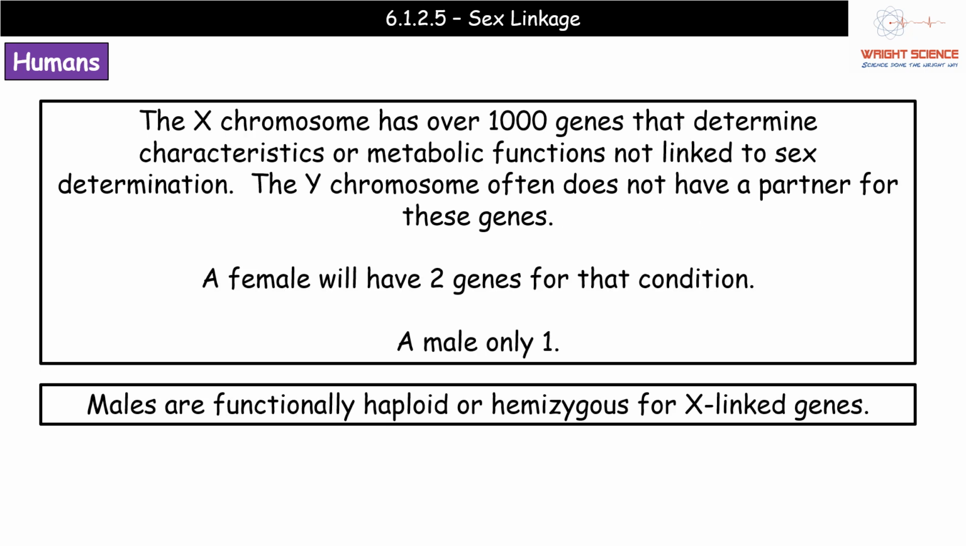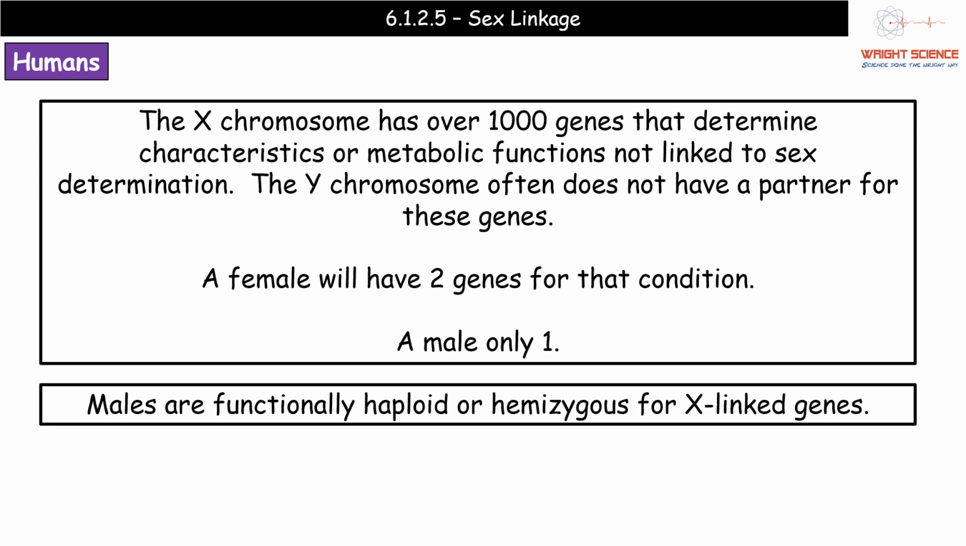Now, if we think about the X chromosome, then it's actually got over 1,000 genes that determine characteristics or metabolic functions not linked to sex determination. Now, what we find is, because the Y chromosome basically is a bit shorter than the X, then it frequently doesn't have a partner for those genes on the X. So those 1,000 genes have something on the X chromosome, but nothing on the Y chromosome.